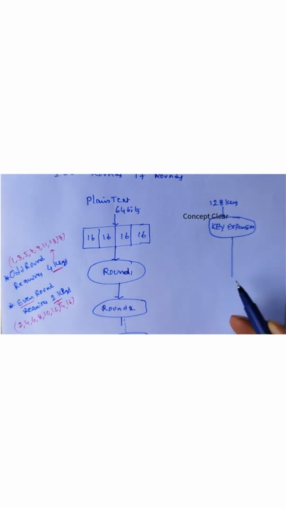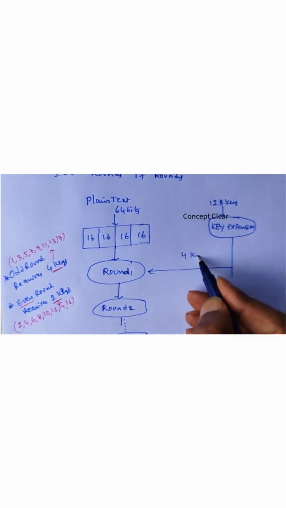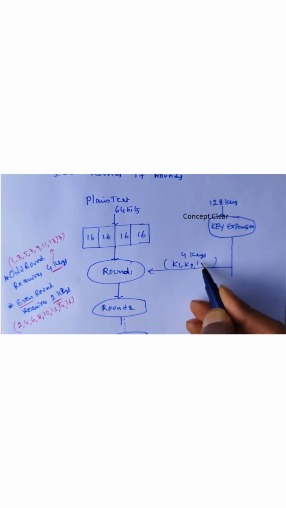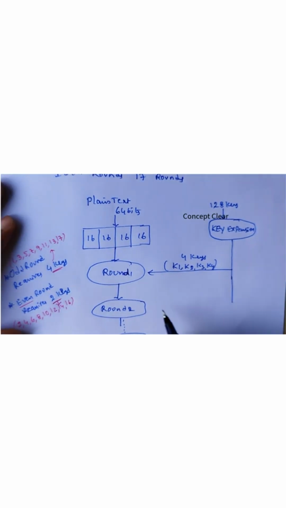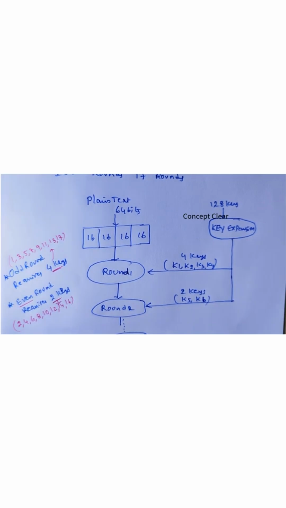If it is the first round, it will send 4 keys. Why? Because round 1 is an odd number. So what keys will be sent? K1, K2, K3, K4. These are the keys used for round 1 operation. And what about round 2? In round 2, again it will send only 2 keys, because it is an even round. After the first 4 are used, the next ones, K5 and K6, are used for round 2 operation.